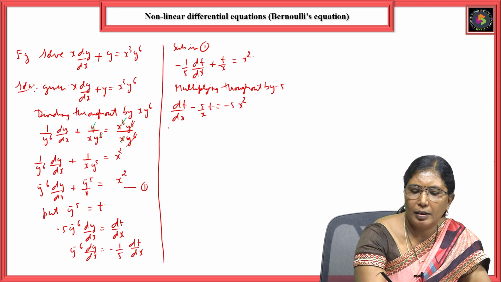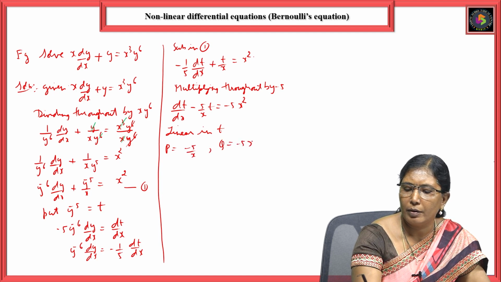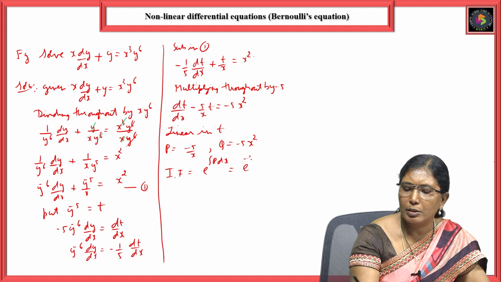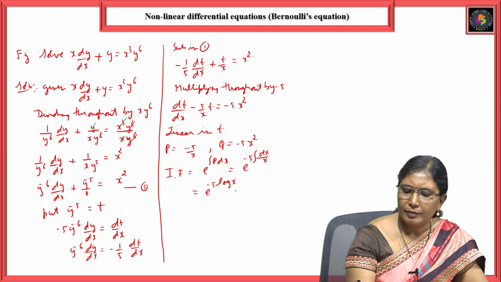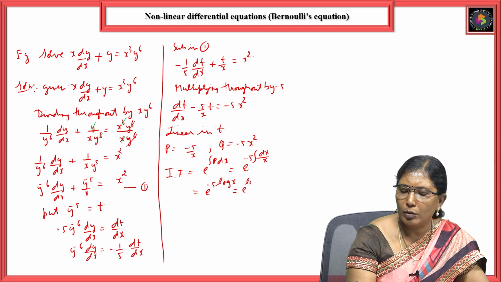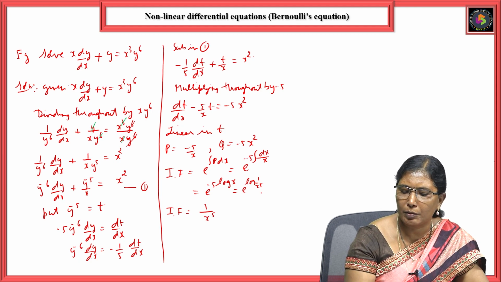Now this is linear in t. So what is p here? Minus 5 by x, and what is q here? Minus 5 x square. So what is the integrating factor here? e to power of integration p dx. So you can write it as minus 5 dx by x. So what do you get for the integrating factor? e to power minus 5 log x. So we get e to power of log 1 by x to power of 5. So the integrating factor here is 1 by x to power of 5. e to power log 1 by x to power 5 is nothing but 1 by x to power of 5.